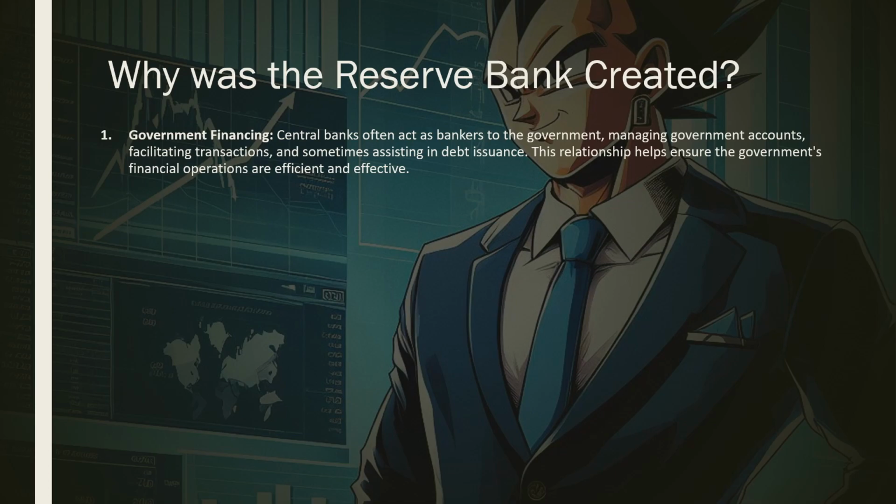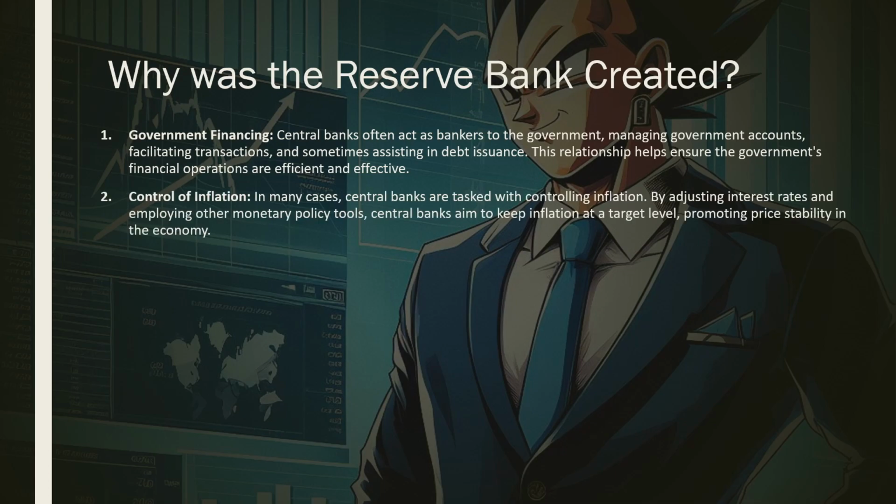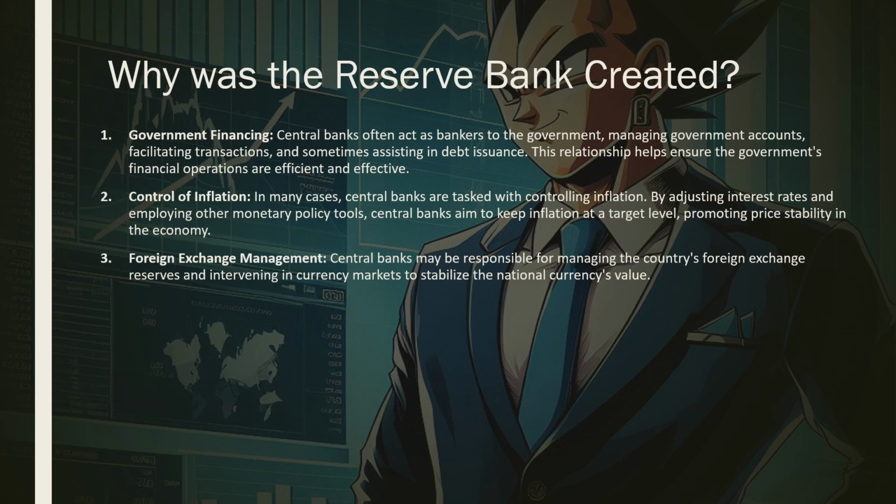Firstly, it was to finance the government, which we've already spoken about, because it's essentially the bank of the government. Secondly, it was to control inflation, which we'll discuss a bit later, but it's to control the rates of inflation, because the one thing we don't want is hyperinflation. That is when essentially everything becomes valueless. I want you to think of it like that for now until we discuss exactly what hyperinflation means and what it looks like.